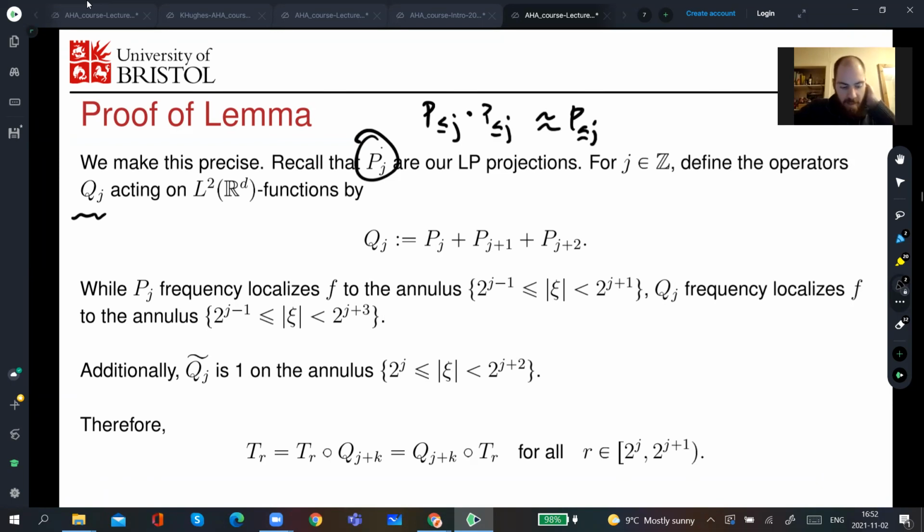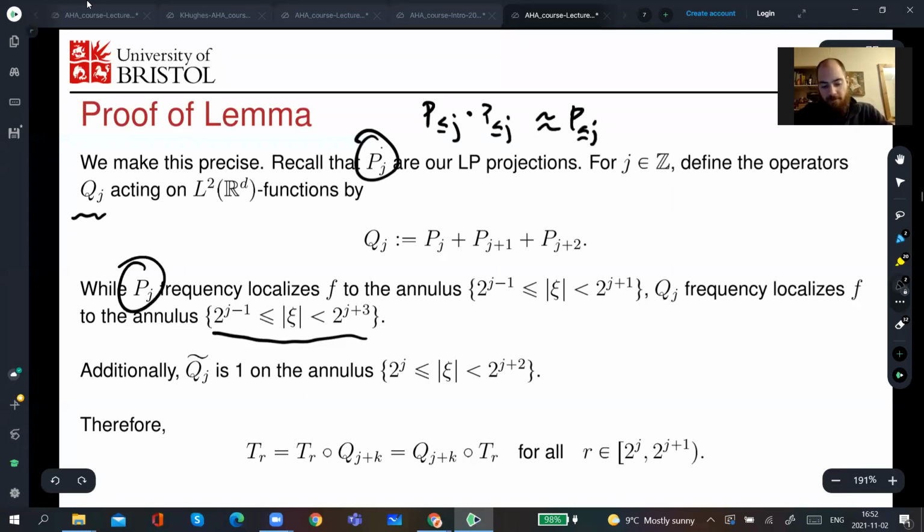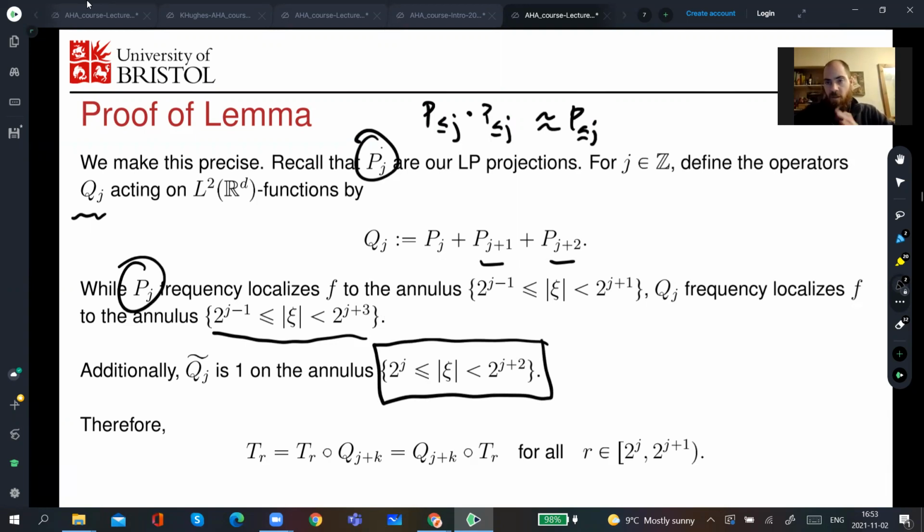This function has frequency support in the annulus 2^(j-1) up to 2^(j+3), because of the localization of the P_j. Each P_j was localized to 2^(j-1) up to 2^(j+1), so when I add the next two, I move up two scales. Additionally, it is identically 1 inside this bigger annulus, 2^j up to 2^(j+2).